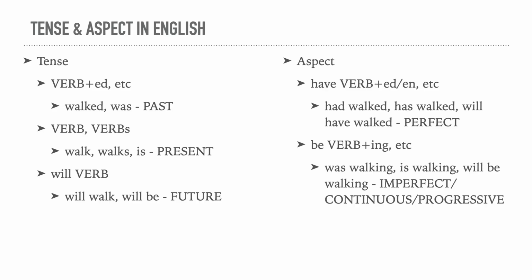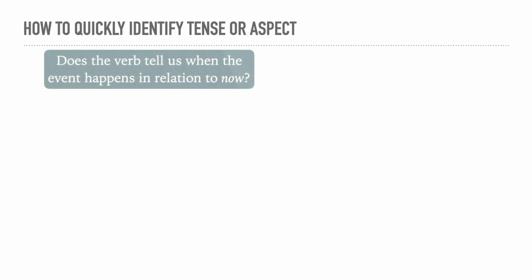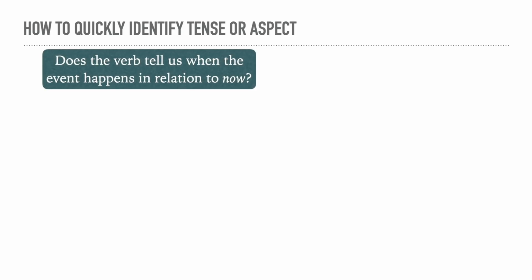Let's have a look at a bit of a tool that you can use to identify whether tense or aspect is involved as a real rule of thumb. So if we look at a verb, does the verb tell us when the event happens in relation to now? And it's important to remember that little time descriptors like now, yesterday, tomorrow, later, they're not explicitly marked for tense.